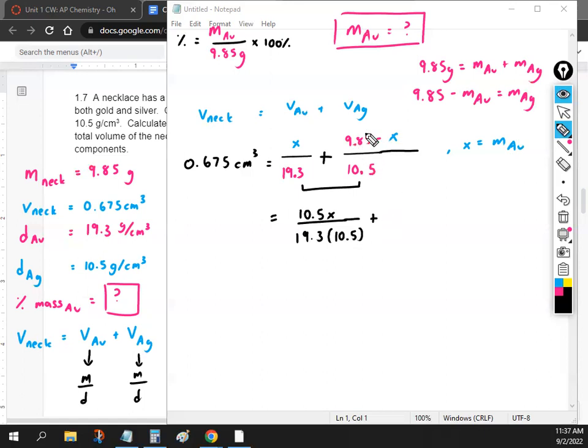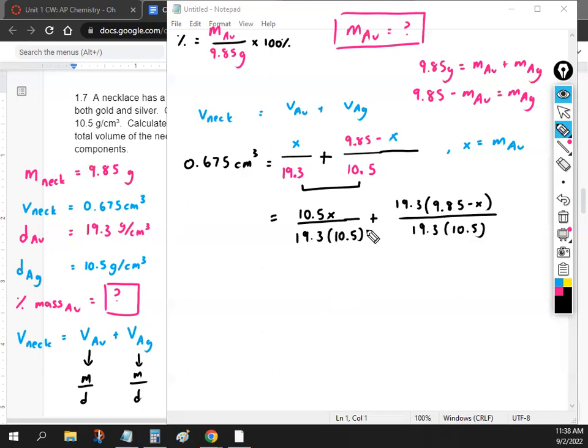And on this fraction right here, we want to multiply it by the denominator here. So 19.3 times 9.85 minus x. And so we're just multiplying the whole thing by 19.3. Okay, so this guy, you multiply it by 10.5. This guy, you multiply it by 19.3. And this is what you get.